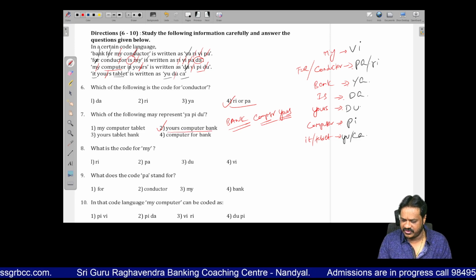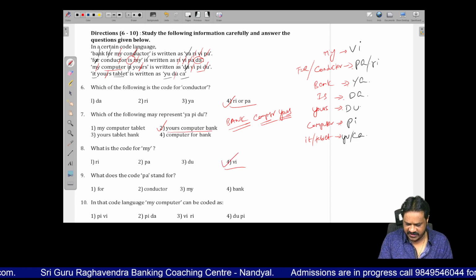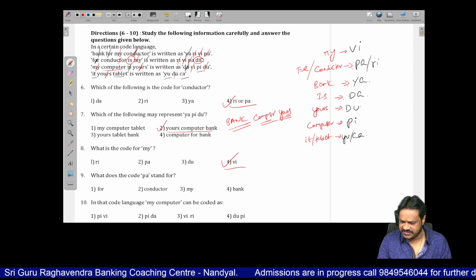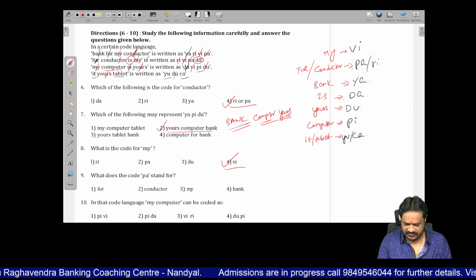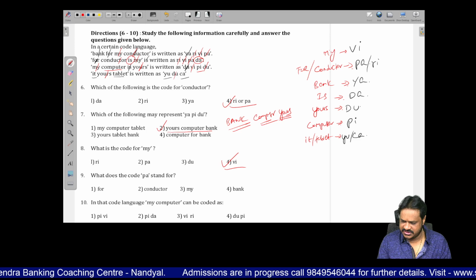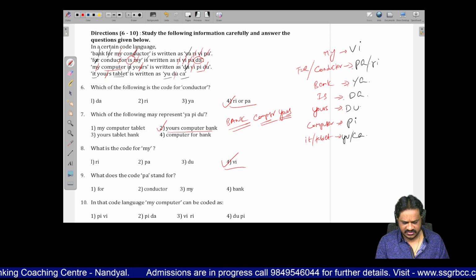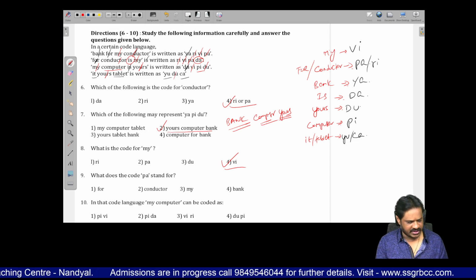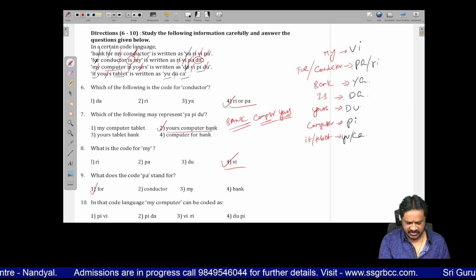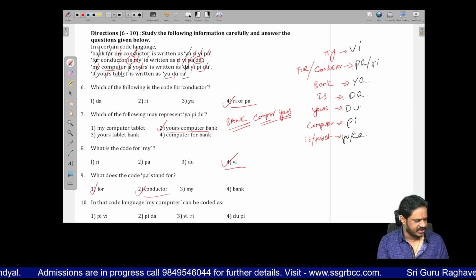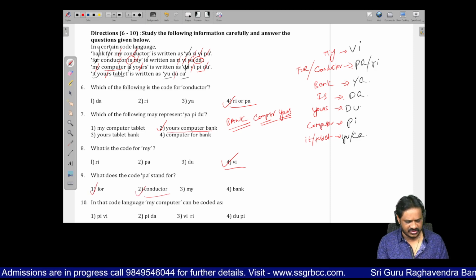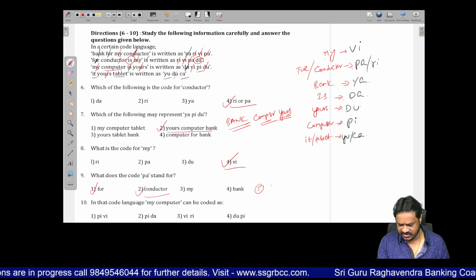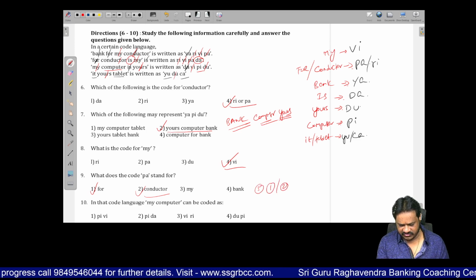What is the code for my? My means VI. What does PA stand for? PA stands for either for or conductor. We have both for and conductor. So the answer is either for or conductor. That is the correct answer. Option 5, either one or two.